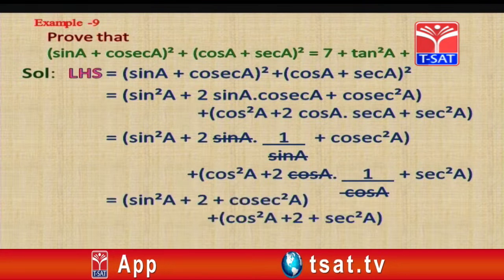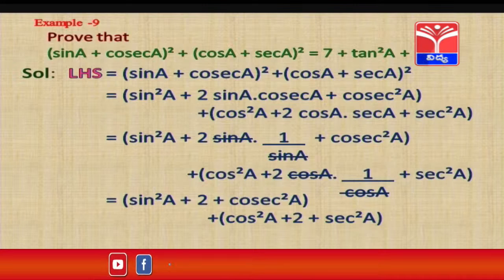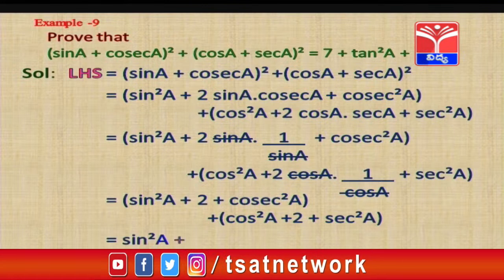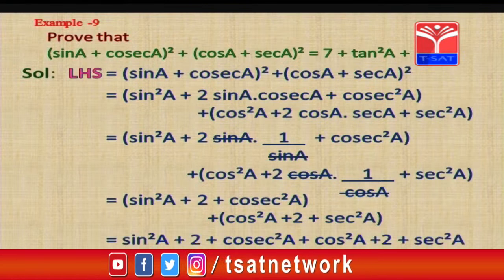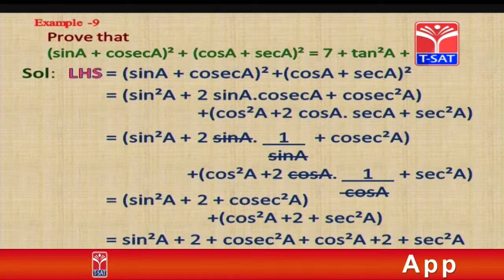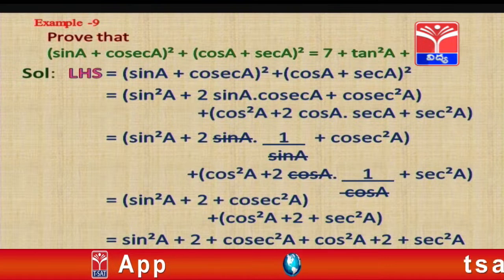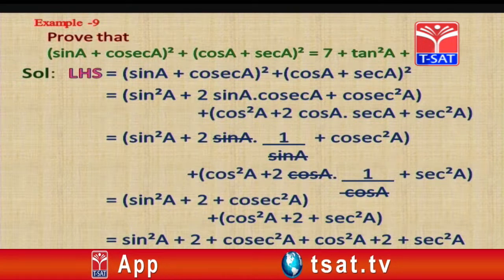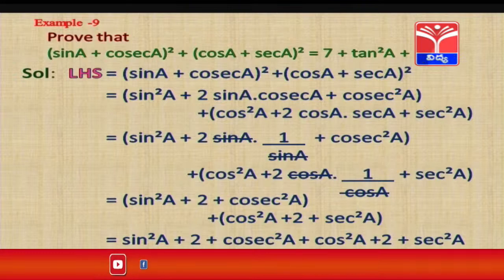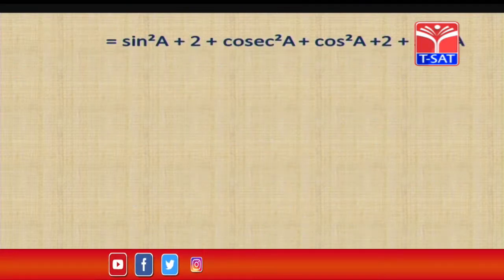Next step what we have is sin square a plus 2 plus cosec square a plus cos square a plus 2 plus sec square a. This is going to result like this: when you open the bracket, sin square a plus 2 plus cosec square a plus cos square a plus 2 plus sec square a. So, we will be continuing. What happens here, please see. I am going to shuffle them.